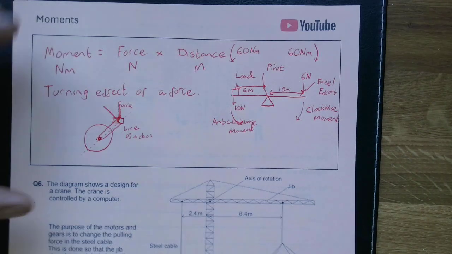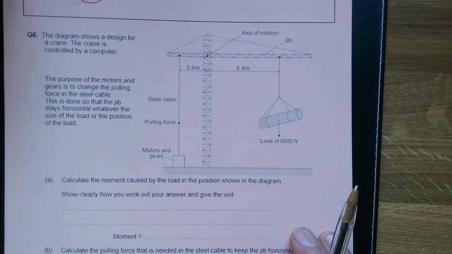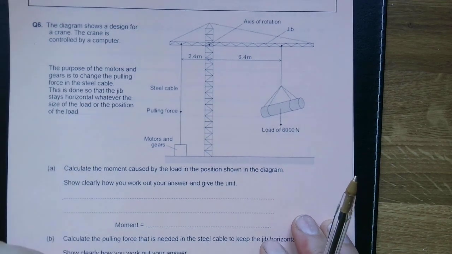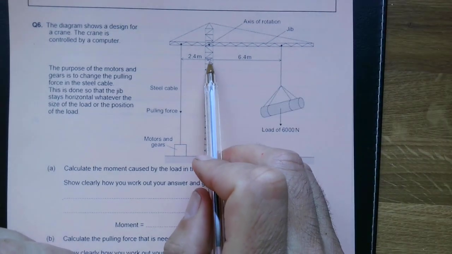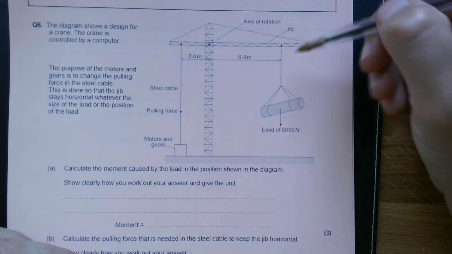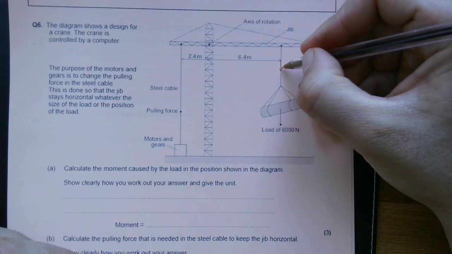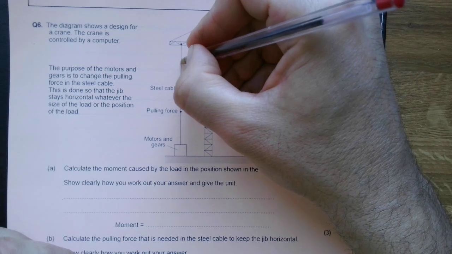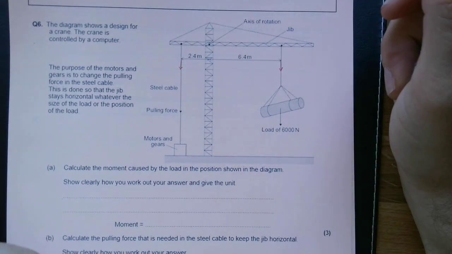You can see on this example below, the forces are all perpendicular to the distance. We can see the distance is going off like that from the pivot, and then we've got our force going 90 degrees to our distance, and our force going 90 degrees to our distance there.